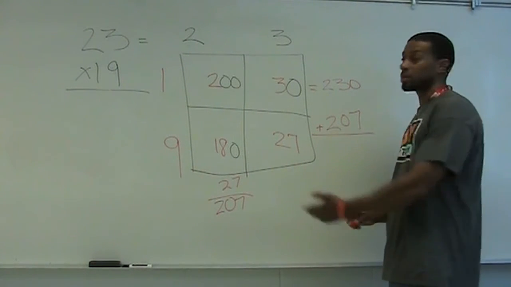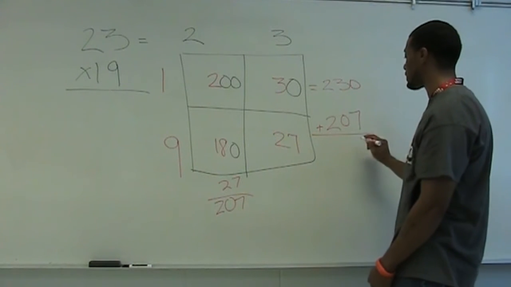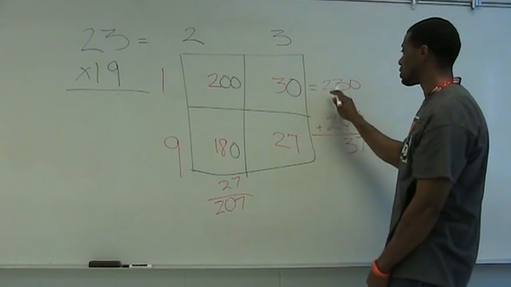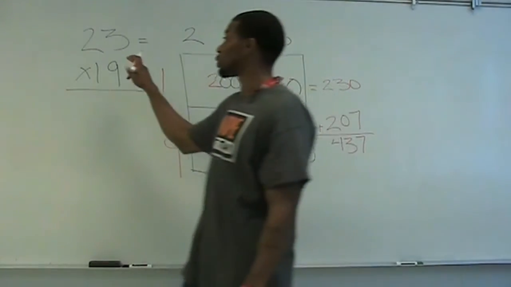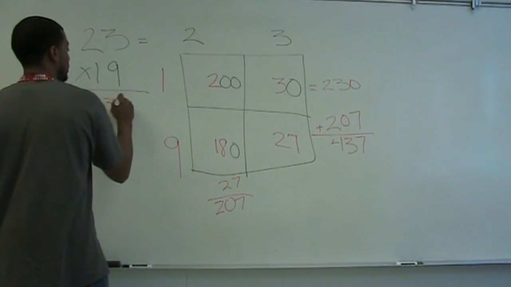So now we have 230 plus 207. 0 plus 7 is 7. 3 plus 0 is 3. 2 plus 2 is 4. So now we know that 23 times 19 is 437.